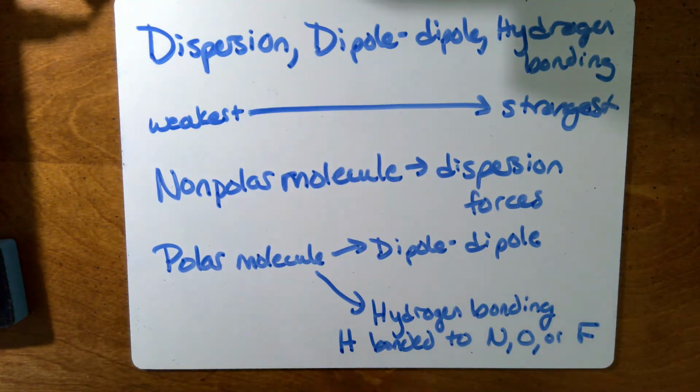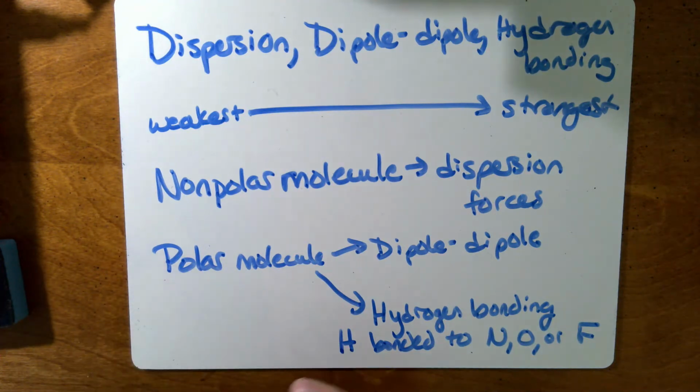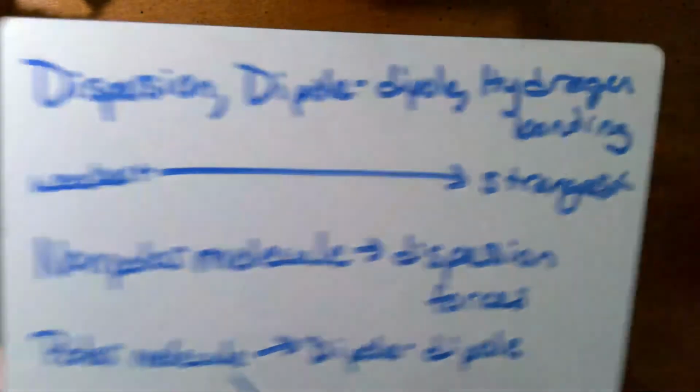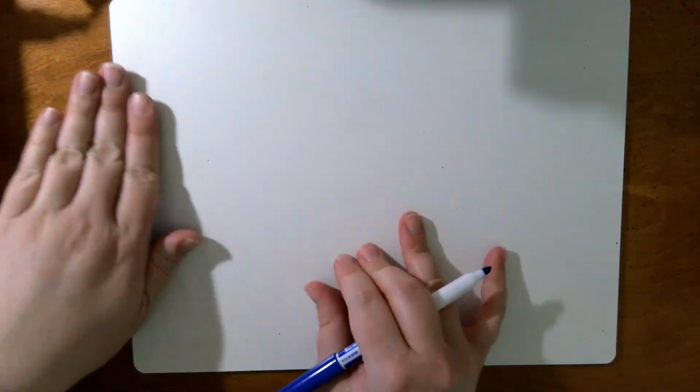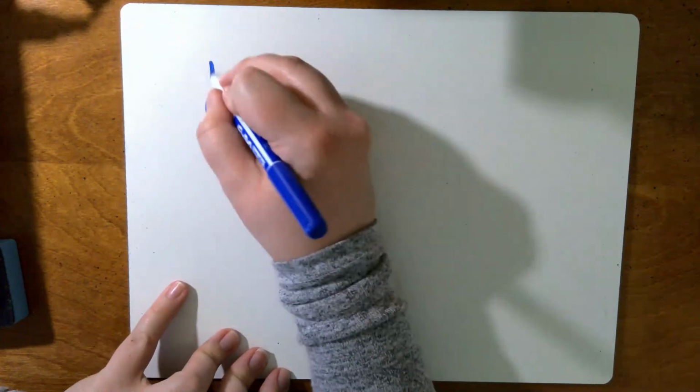So I'm going to show you just a couple of examples to help you understand what types of force we have present. Okay, so first I need to know if the molecule is polar or nonpolar, and then I can figure out the IMF. So I'm going to draw you a couple of examples. Let's see.